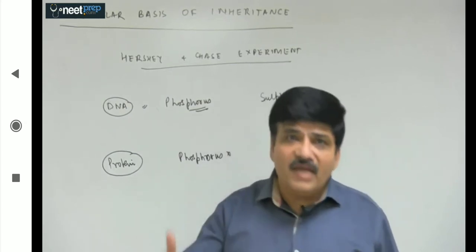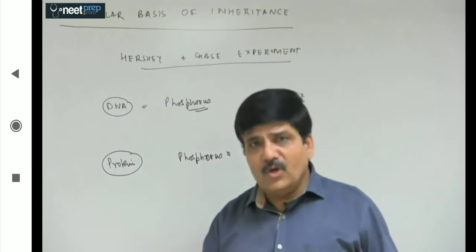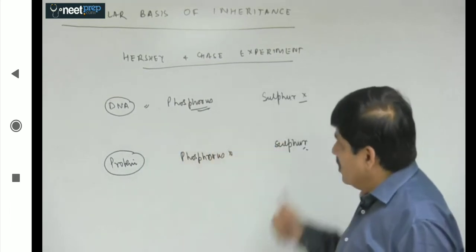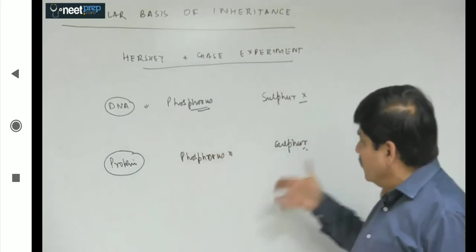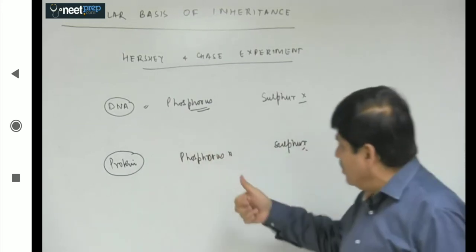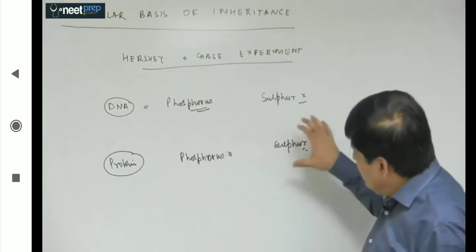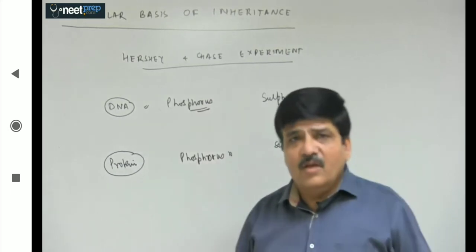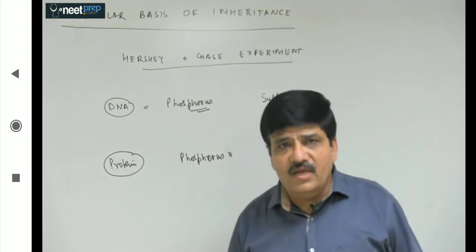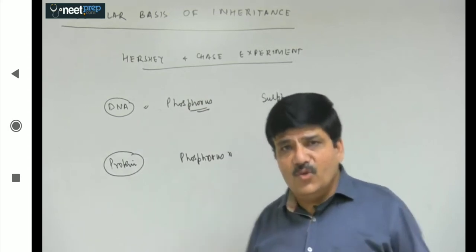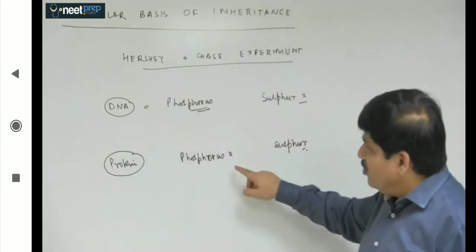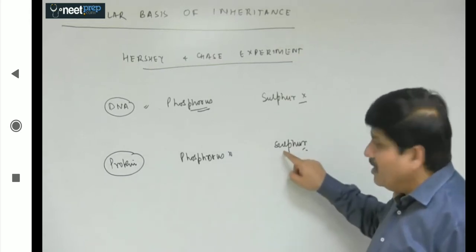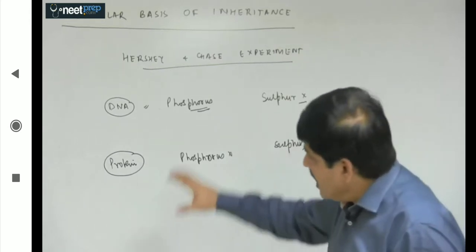So we can either tag phosphorus or tag sulfur, and we know that DNA will carry phosphorus but not sulfur, and proteins will carry not phosphorus but sulfur. You know there are sulfur containing amino acids. There are two of them, please make a note of it: one is cysteine and the other is methionine. These amino acids will be incorporated into the primary structure of the protein, and hence we know that protein contains sulfur. I hope this is absolutely clear.